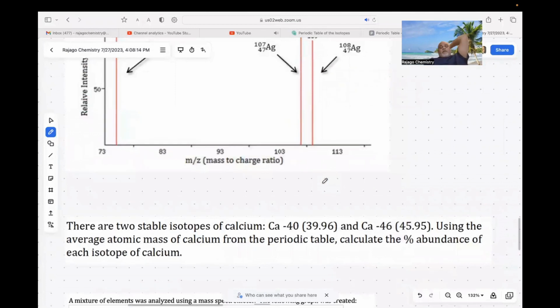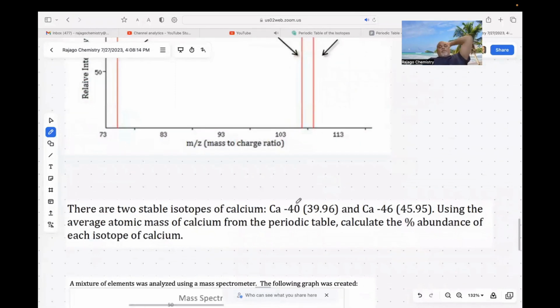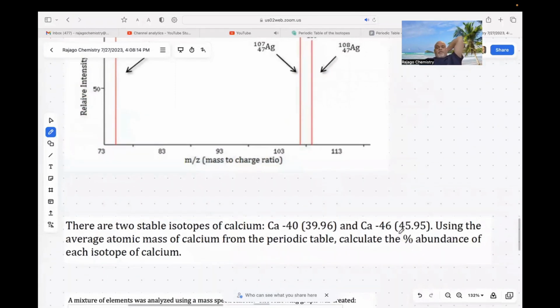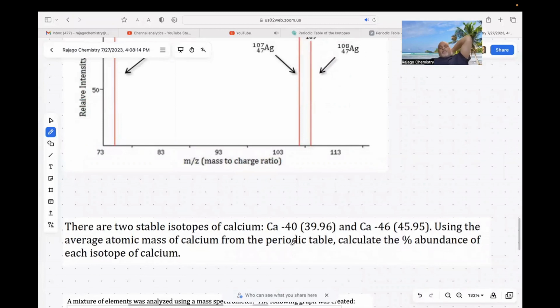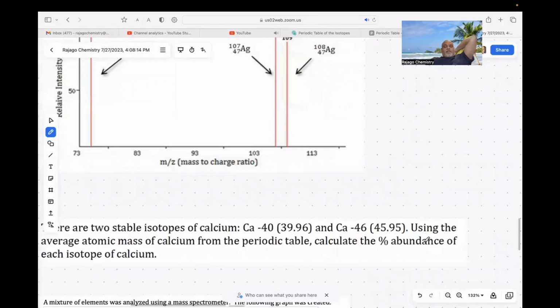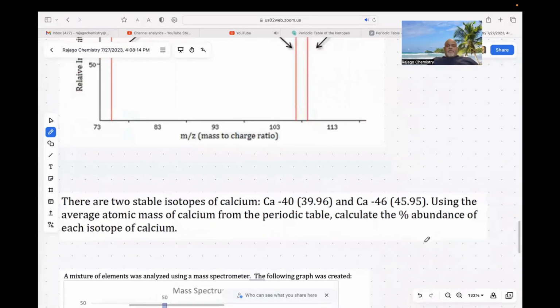Okay, so let's look at some AP level question. There are two stable isotopes of calcium, calcium-40 and calcium-46. Using the average atomic mass of calcium from the periodic table, calculate the percent abundance of each isotope of calcium. You have been given calcium-40 as 39.96 and calcium-46 as 45.95. He is asking you the percent now.